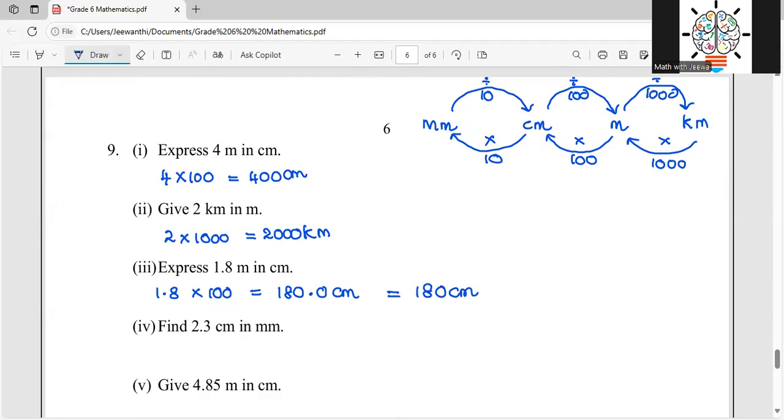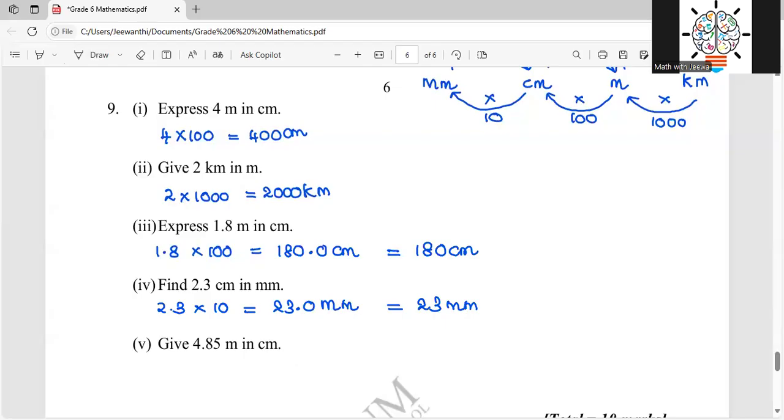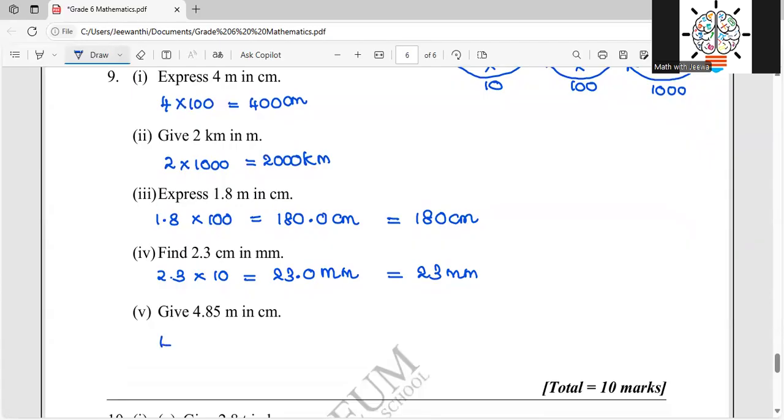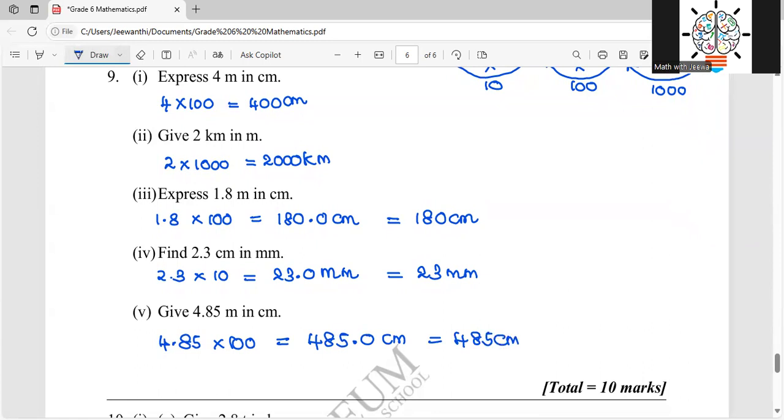Then 2.3 centimeters into millimeters. So that is 23.0 millimeters, and then here 23 millimeters. Then the next one, 4.85 meters into centimeters, 4.85 into 100. So then it gives you 485.0 centimeters, and this is 485 centimeters. So that's all, right?